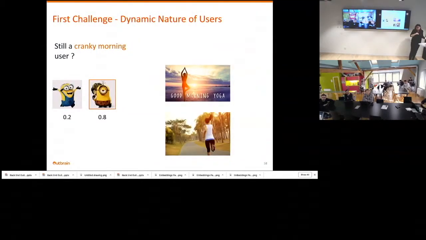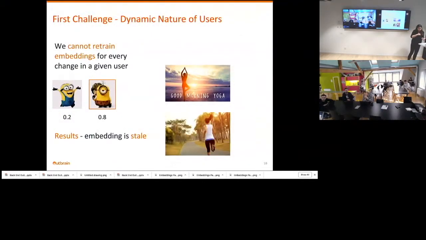So suddenly, this user is very interested in those articles: morning yoga, morning jogging, and stuff like that. So now the question is, is this user still a cranky morning user? And the thing is that if we were able to actually retrain our embedding with every new page view a user is doing, this would be solved, right? But it's something that is not feasible.